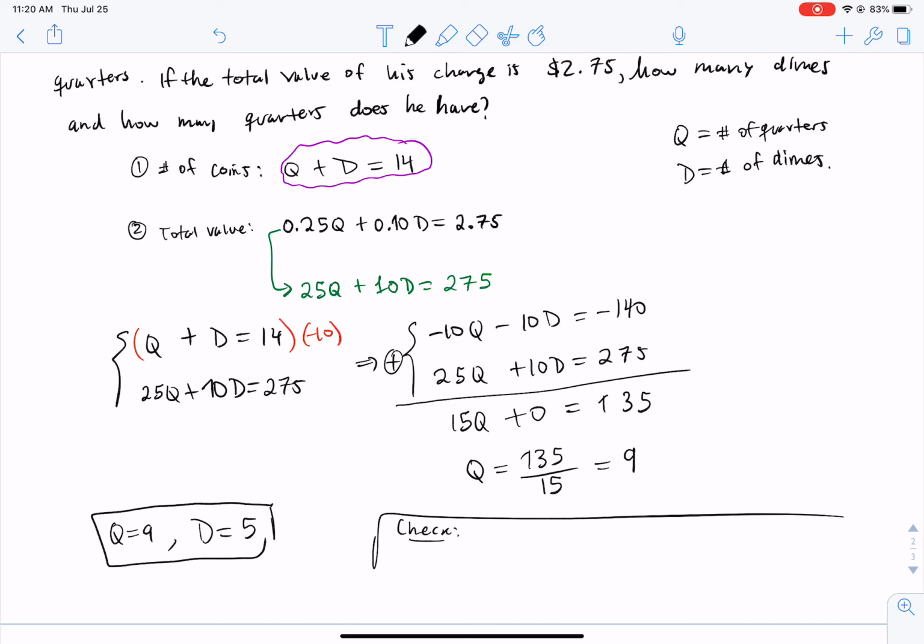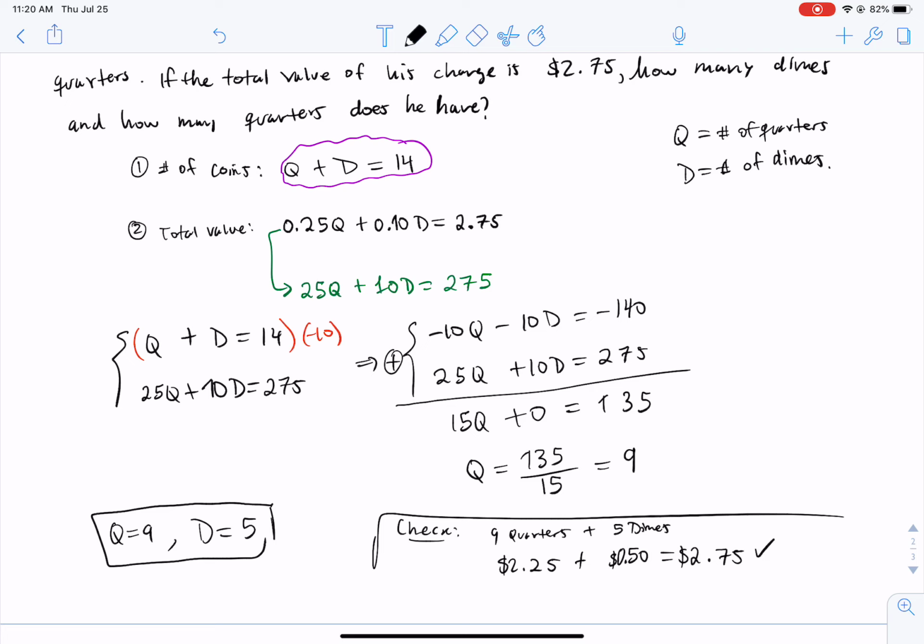If you have 9 quarters plus 5 dimes, what is the worth of 9 quarters? That's $2.25, right? Plus 5 dimes would be 50 cents. Do you guys agree that this will be $2.75? So it works. There won't be another combination of these things, right?